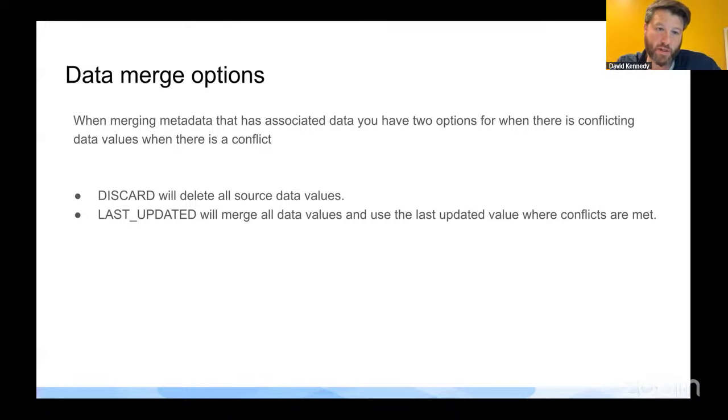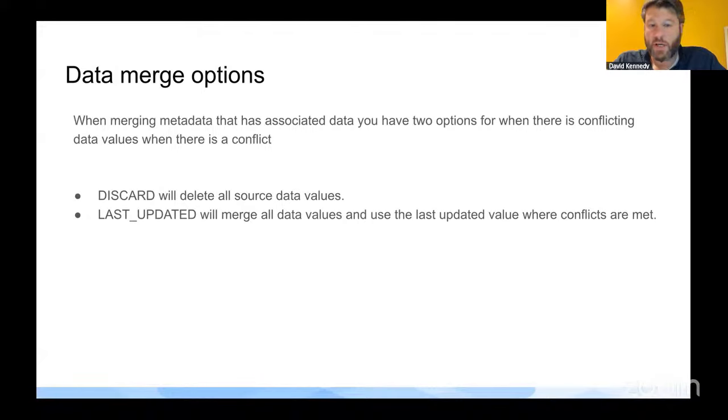As it states quite clearly here, if you choose discard, all of the source data values will be deleted before the merge operation is complete, so that all of the target values will remain. So that's quite a heavy-handed option. You're deciding that the duplicate doesn't have any data that you'd like to keep. The metadata is cleaned up, and the data just remains as what is in the target.